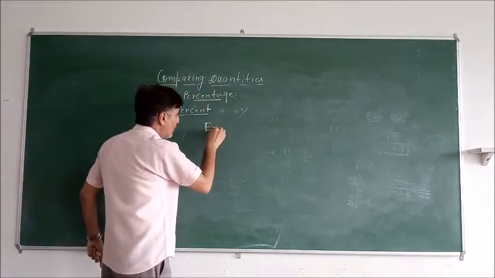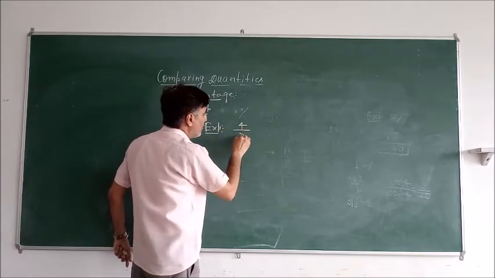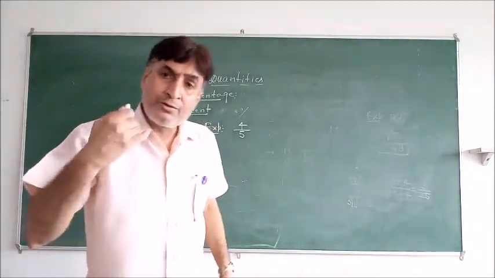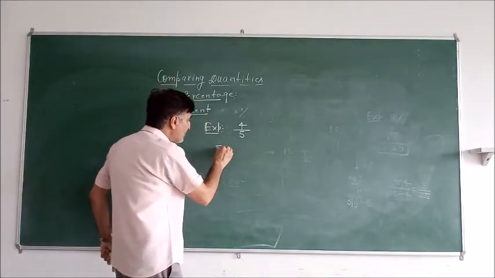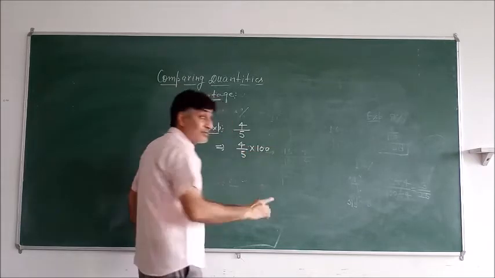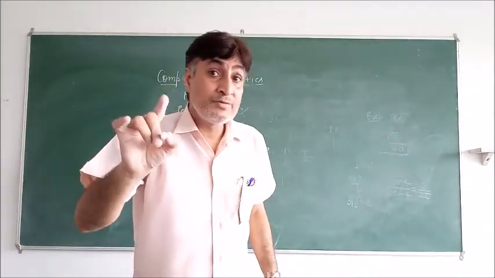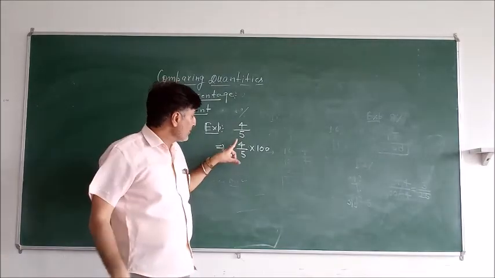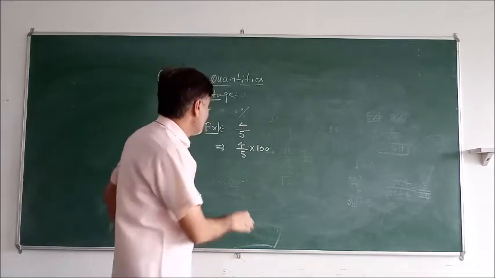So there is a number 4 upon 5. That is a number in fractional form, and we want to write this number in percentage form. So just multiply this number by 100. As in the case of converting percentage to fractional form, we have to divide that number by 100, here we just do the converse. We multiply this fractional form by 100 and it converts into percentage form.